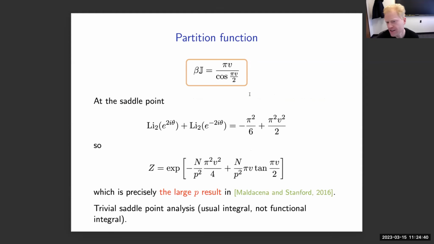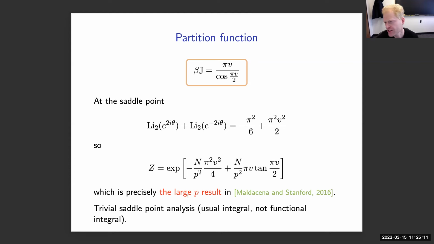Now all that is left is just to plug the saddle point equation back into the exponent that we had before. The sum of the dilogarithms is actually just a polynomial. So this is this polynomial, and then the energies, which were cosine theta, just become this as a function of v. So basically this saddle point result is exactly what Maldacena and Stanford obtained in the large P result. Indeed, we just reproduce large P at the leading order.